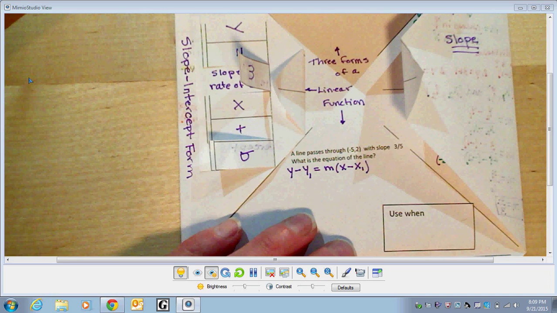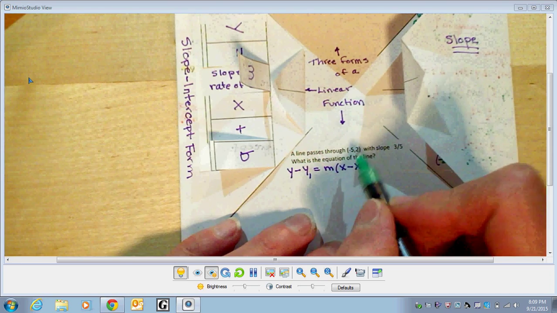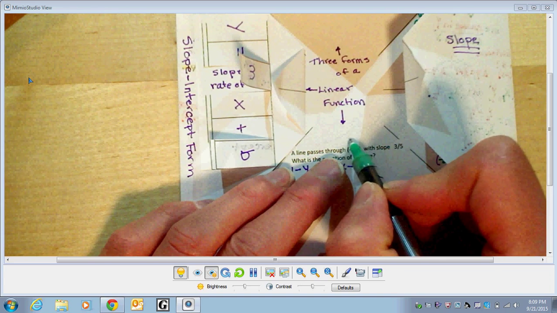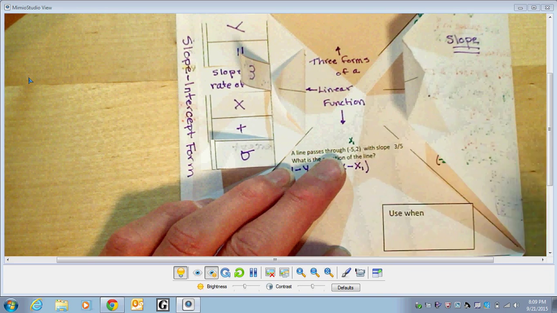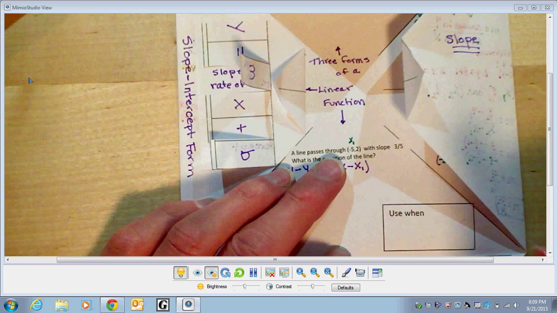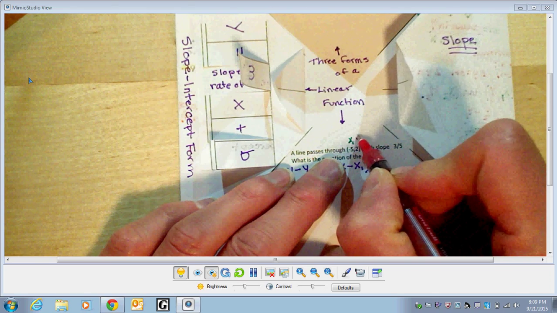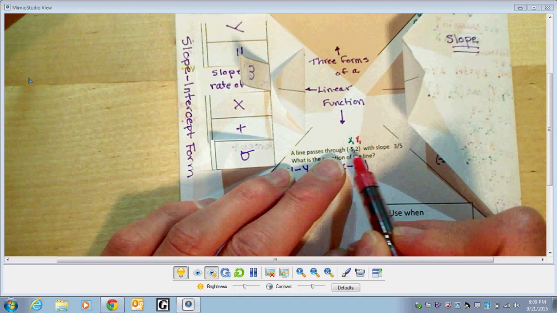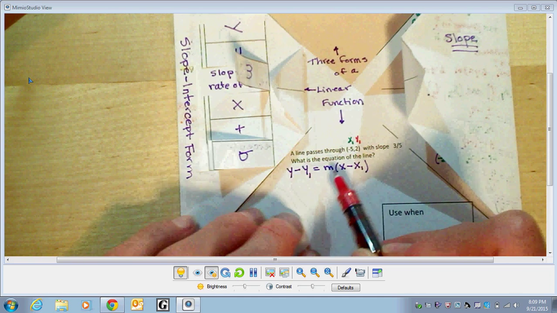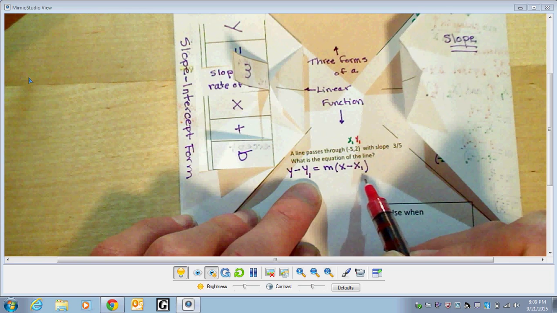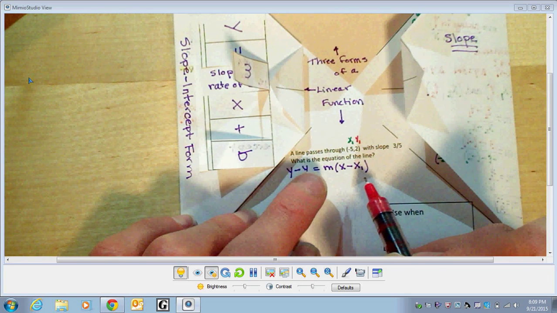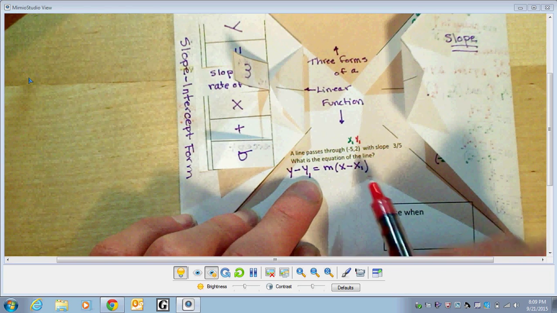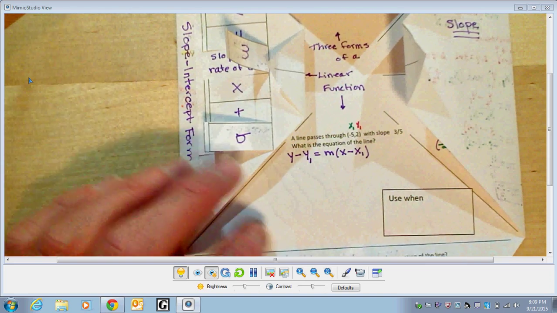So good practice is, if I look up here, my -5, well, that's x1, and my 2, that's y1. So get in the habit of labeling those so that you're not going to mess it up. I'm going to tell you time and time again, students get these backwards. So take the time to mark it like that.